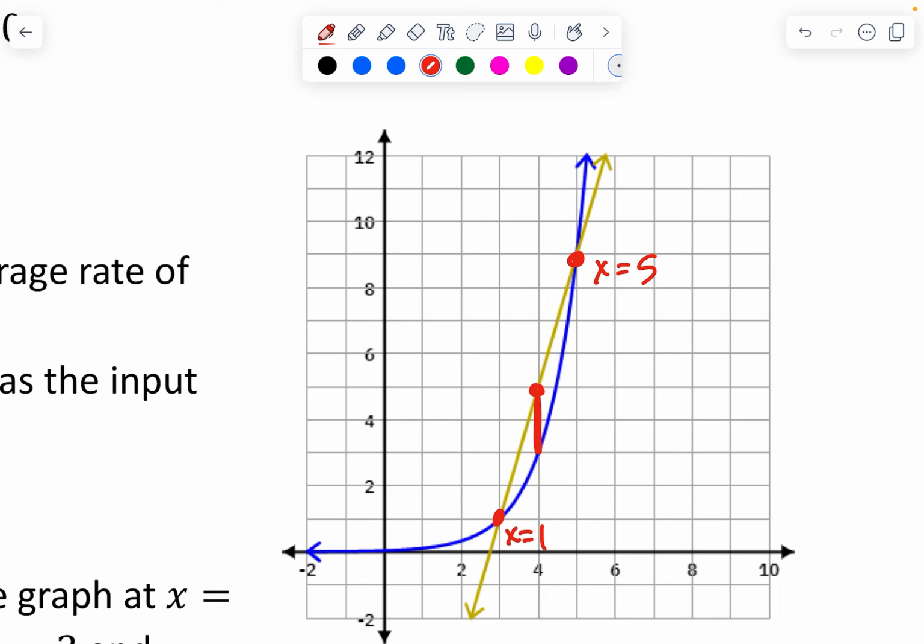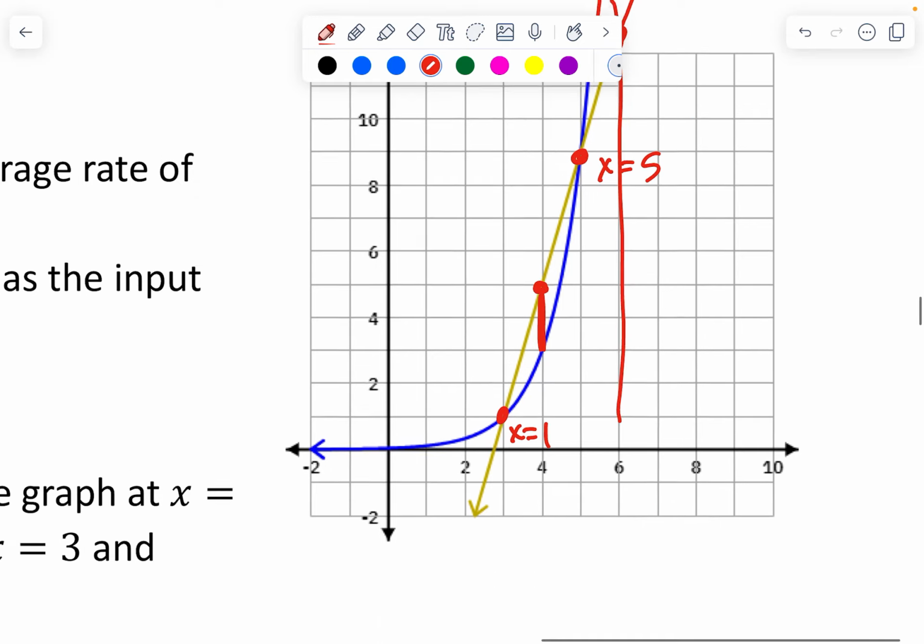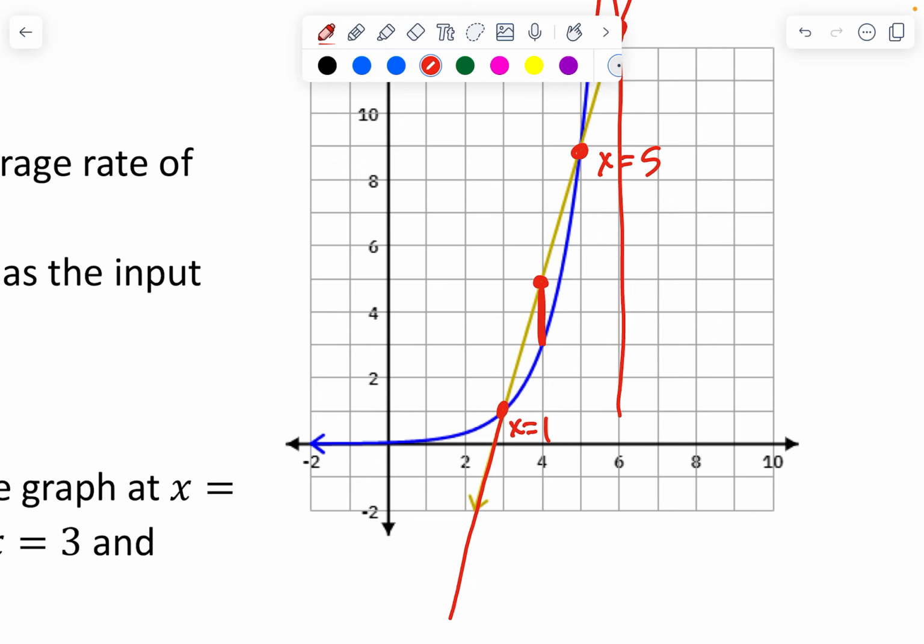But if they're asking me what happens at 6, here comes that secant line. It's about here, and it's going to be beneath the curve. So it's going to be an underestimate when it's not within that interval. Or say we take an estimate here at 2. Here's our estimate at 2. This is underneath, a smaller value than what the actual value would be.